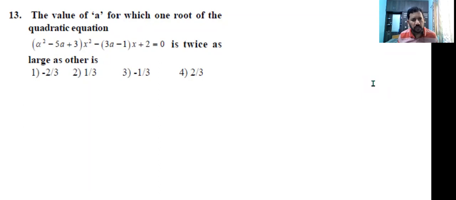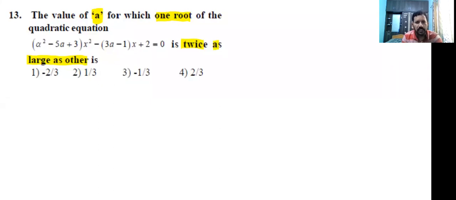Previous class, level 2, up to 12 problems completed. Now this is the 13th question. Read the question first. The value of A for which one root of the quadratic equation is twice as large as the other.